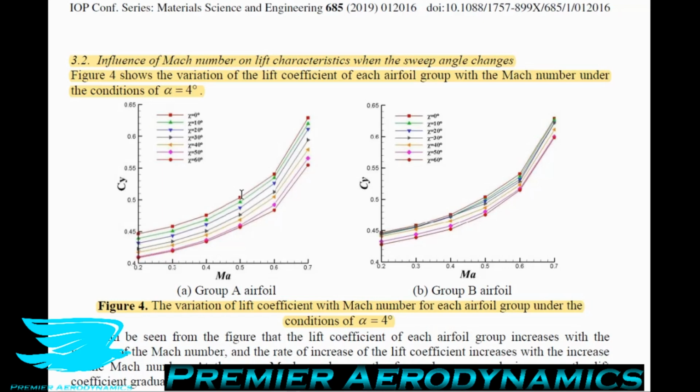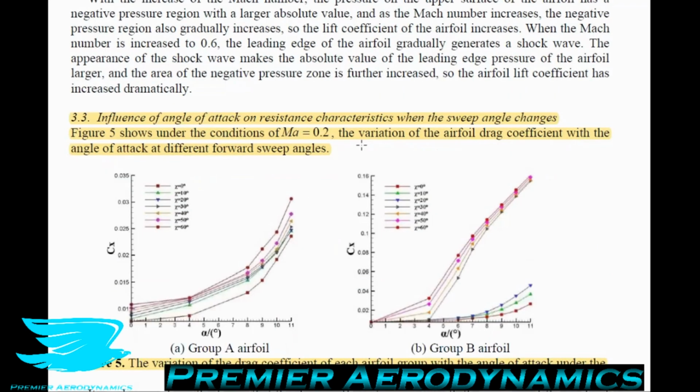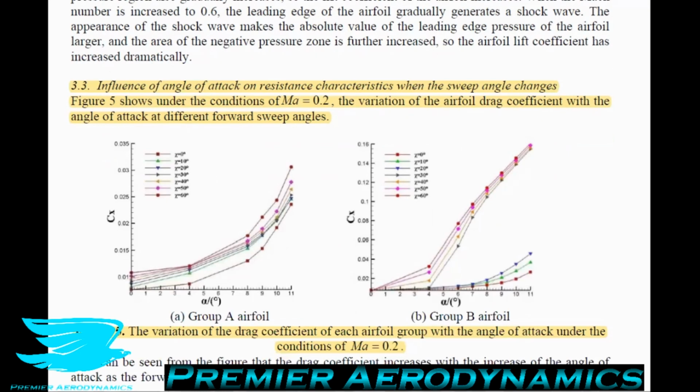So let's move on to figure 5, where we're looking at the influence of angle of attack on resistance, or drag, when the sweep angle changes. Figure 5 shows, at a Mach number of 0.2, the variation of the airfoil drag coefficient with the angle of attack at different forward sweep angles. For the A airfoils, which are pivoting about the leading edge root, which means that as you increase the sweep angle, it gets a greater thickness to chord ratio and then drops a little bit after that. With these airfoils, with increasing sweep angle, the drag coefficient generally increases because the pressure drag increases.